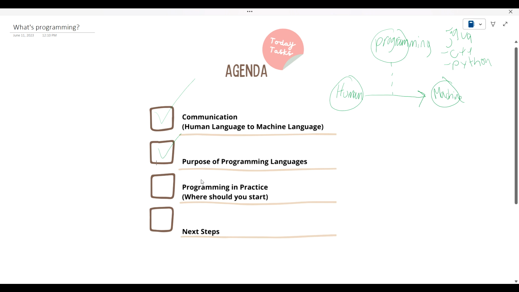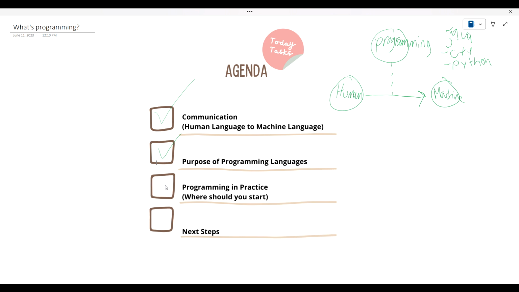Now, for the third point, programming in practice, where should I start? For me, when I started my first semester at university, I was lost. There are so many different programming languages: Java, C++, Python, C Sharp. I didn't know where to start, but our teacher told us that all of these object-oriented programming languages are very similar to each other. They follow the same rules. They do the same thing.